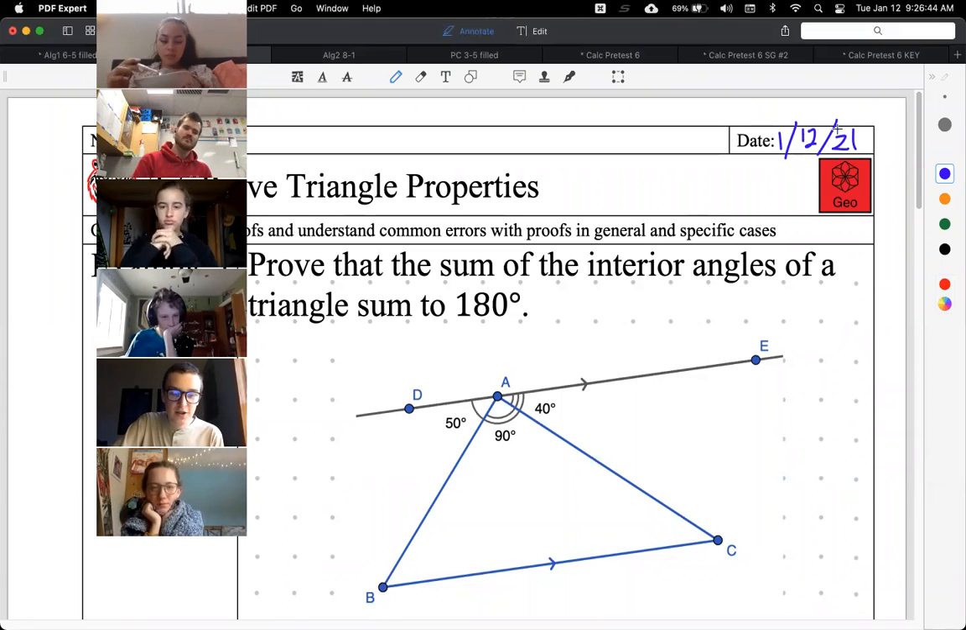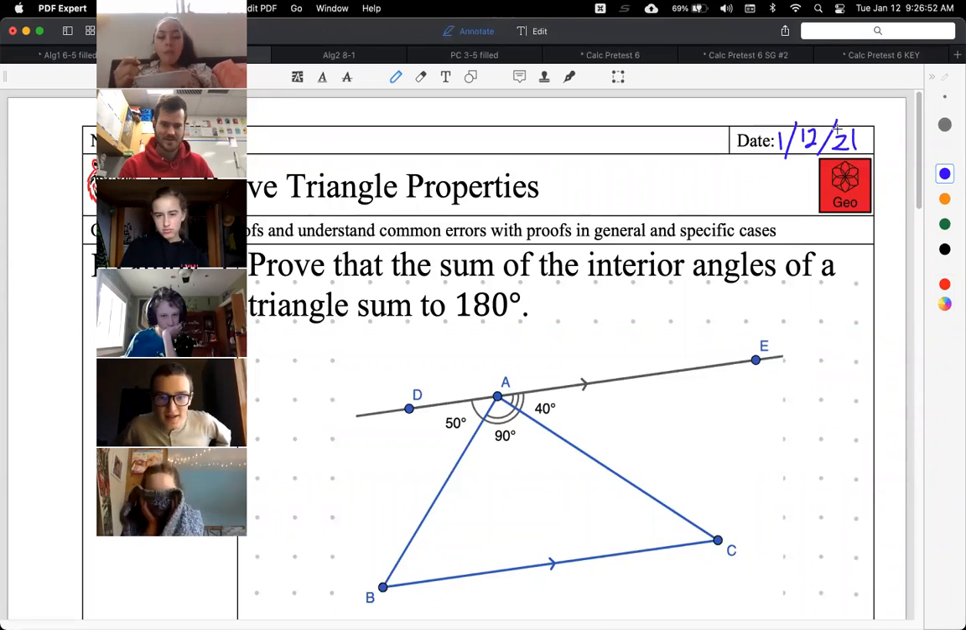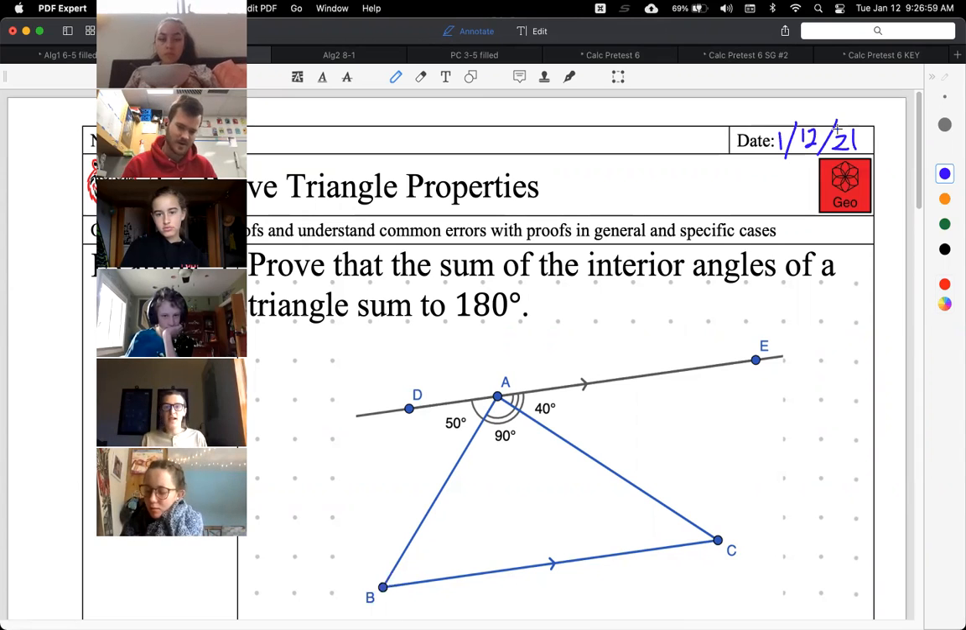Create proofs and understand common errors with proofs in general and specific cases. There it is. All right, so that's kind of a mouthful. I might explain that at the very end, but generally speaking, the homework, they'll either ask you to find errors in student proofs, or they'll make you help a student finish their proof.